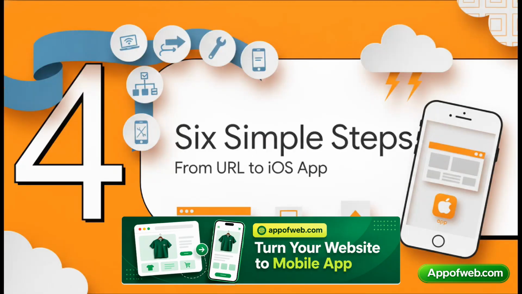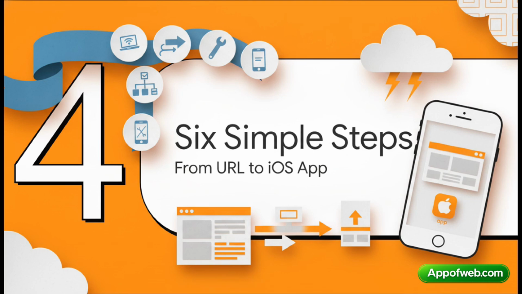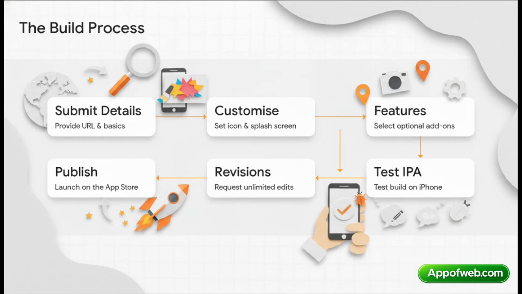Which brings us to Section 4, 6 simple steps from URL to iOS app. Let's walk through exactly how easy this is. Remember, you already did the heavy lifting when you built your website. So now you just follow this brutally simple 6-step process. Step 1, paste your URL. Step 2, customize the look, like your icon and splash screen.